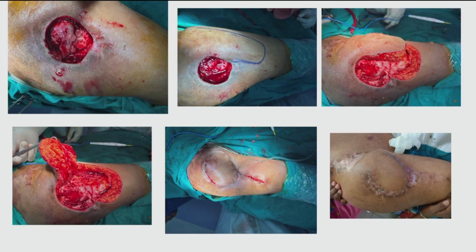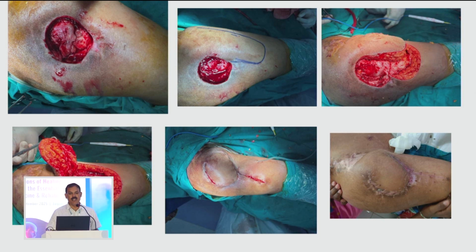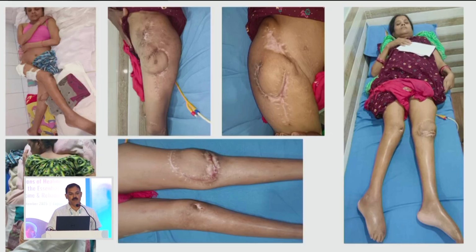But here one thing should be taken care of: this artery you will expect from 8 to 10 cm from the anterior superior iliac spine. So ensure that you do not cross that boundary line, otherwise you will damage the perforator.